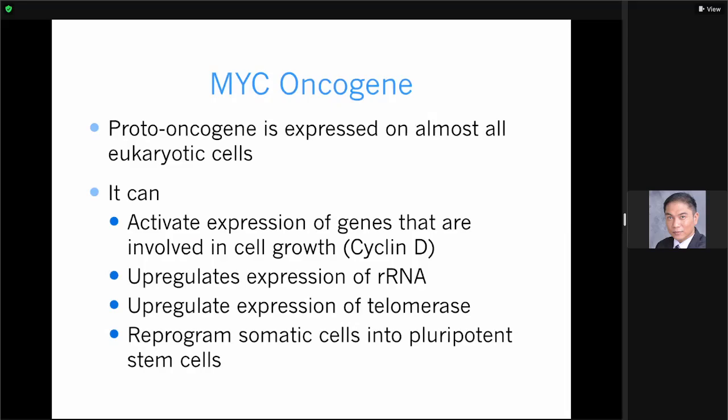So MYC proto-oncogene is expressed on almost all eukaryotic cells. It can activate expression of genes that are involved in cell growth, like cyclin D. They can upregulate expression of ribosomal RNA. They can upregulate expression of telomerase and reprogramming of somatic cells into pluripotent stem cells.